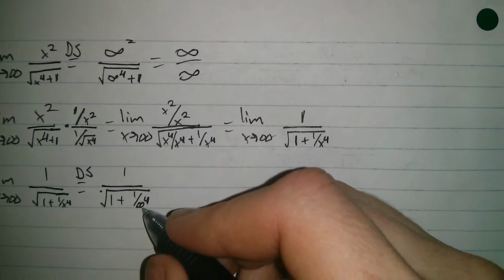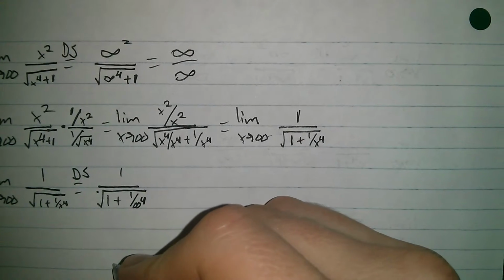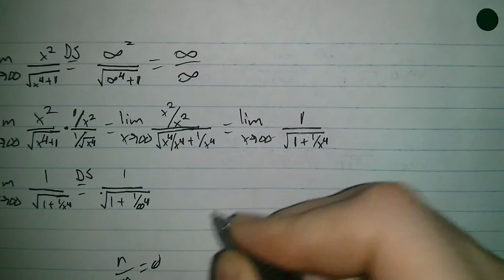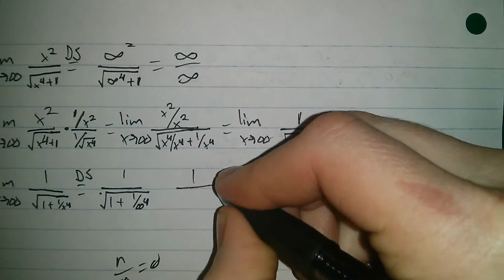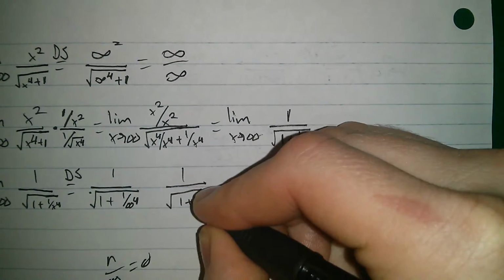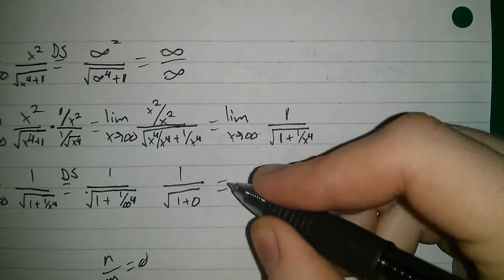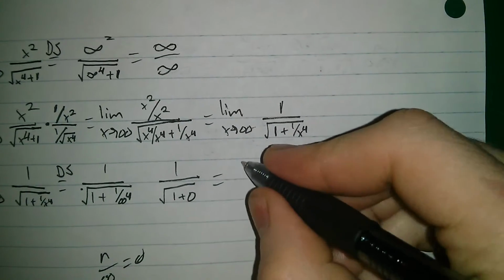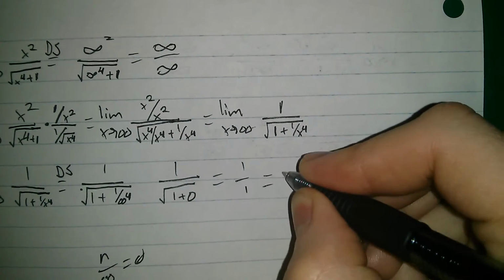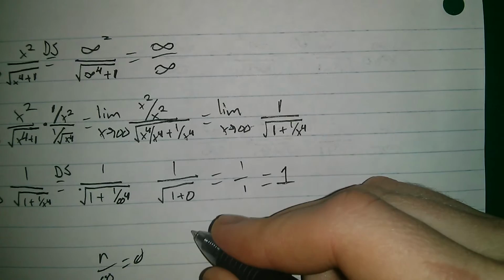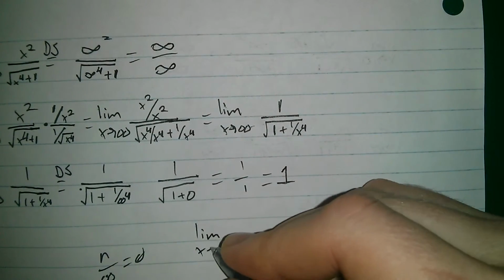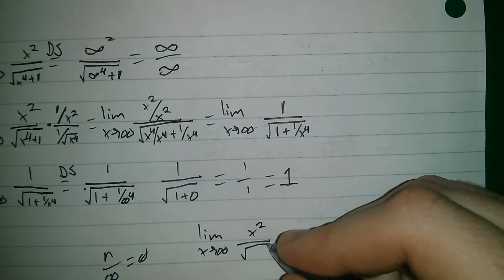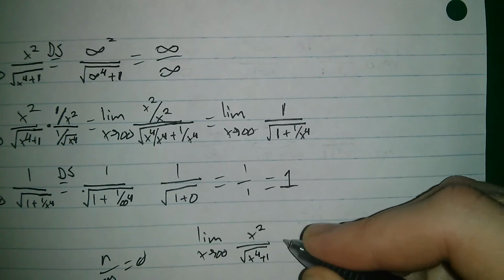And 1 over infinity, anything over infinity, is equal to 0. So any number over infinity equals 0. So what we get is 1 over the square root of 1 plus 0, and the square root of 1 plus 0 is 1, the square root of 1 is 1. So we've got 1 over 1. So overall, the answer to the limit as x approaches positive infinity of x squared over the square root of x to the fourth plus 1 is equal to 1.